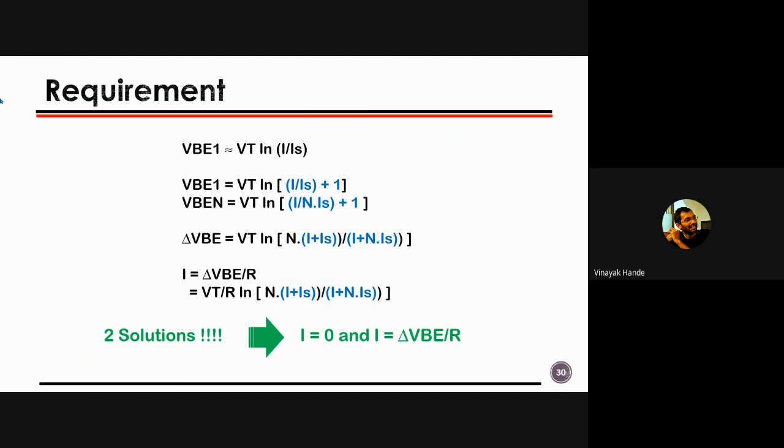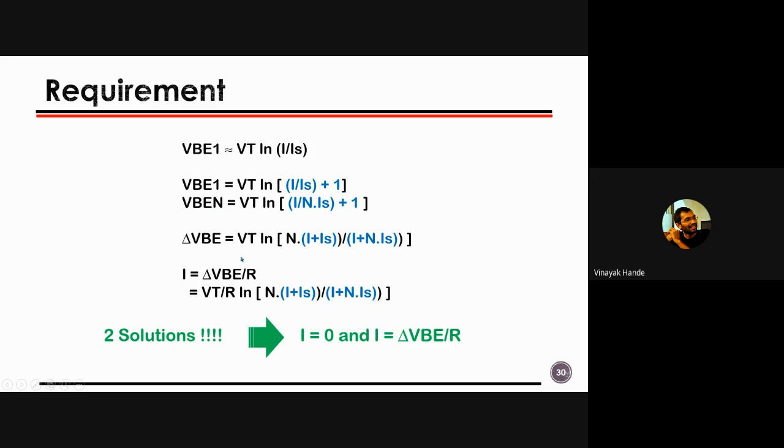This is a fundamental equation which we can normally see in the book: VBE is equal to VT ln I by IS. IS is the reverse saturation current, I is the forward current. I think it is a well known fact. But again, this equation is an approximated equation. The almost correct equation, you can say, is VB1 equal to VT ln(I by IS plus 1), right? And for VBN it is nothing but VT ln(I by NIS plus 1), right?